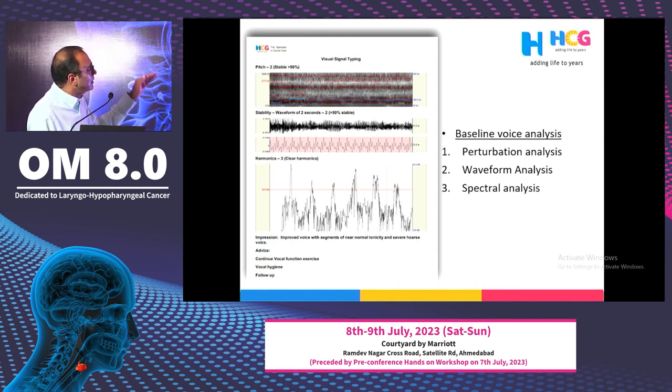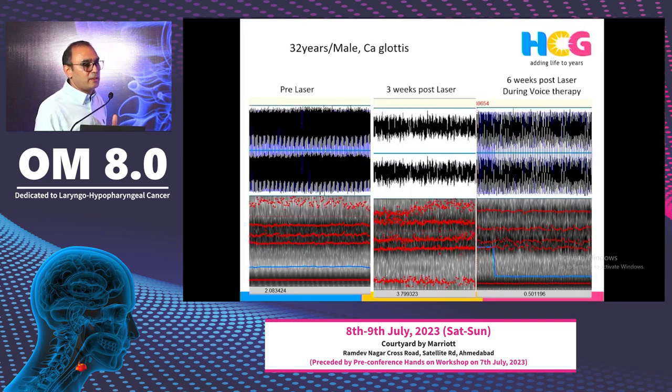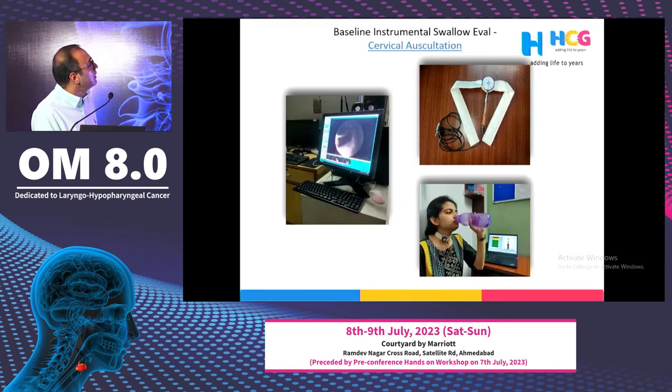So various such parameters can tell about the status of the patient, and we get an inference of improved voice segments of near normal tonicity and severe hoarse voice in certain places. But the objectivity now comes in, and similarly pre-laser, post-laser, how is the voice improving, what is the level of shimmer, jitter, what is the level of the overall parameters is what we can assess.